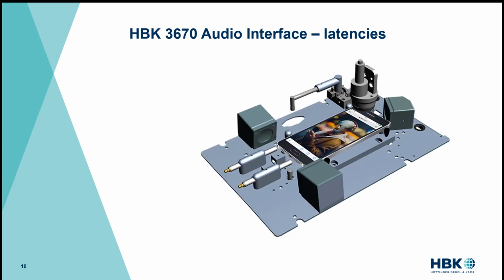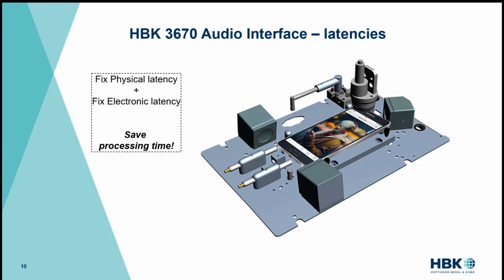So let's imagine now that you're developing a quality control test station where you have fixed microphone and speaker locations like the one on the screen. By definition, in that case, the physical latency will be identical for all measurements. And if you use a 3670, the electronic latency is fixed. So you can measure the total latency once and never have to calculate it again. You will save a lot of precious processing time.